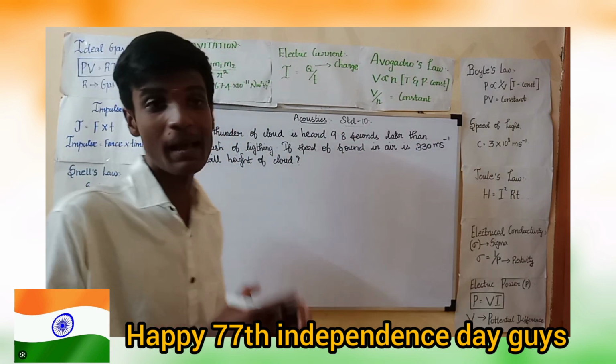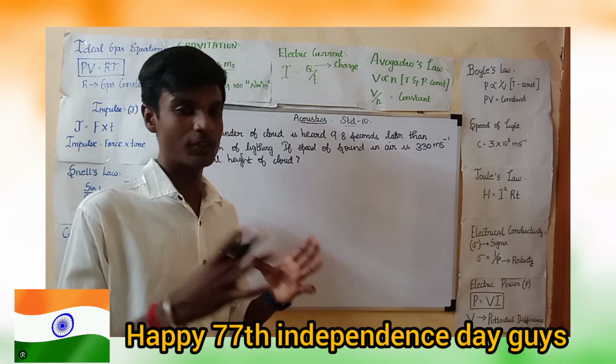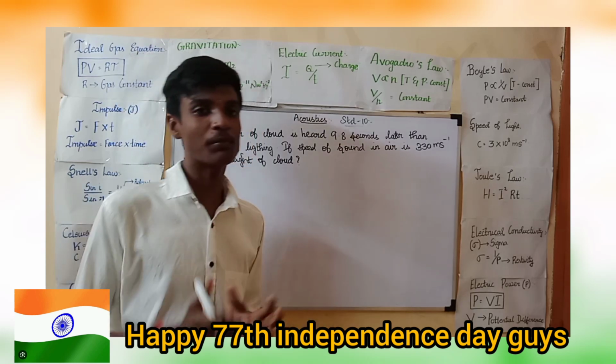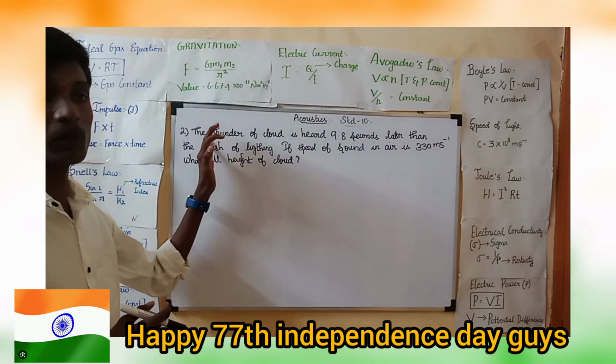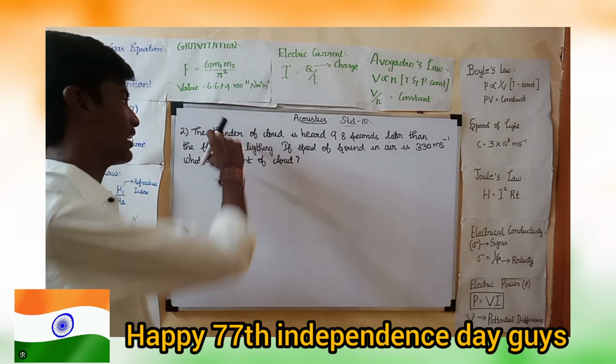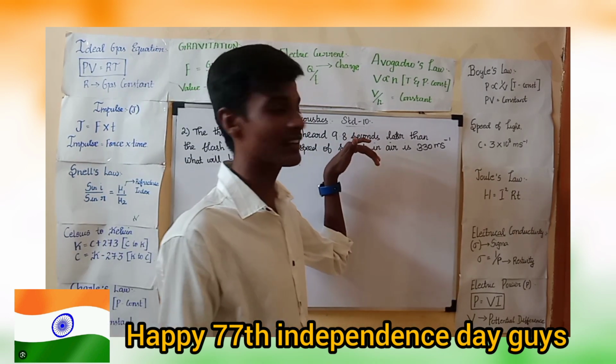First the lightning happened, and after 9.8 seconds the thunder happened. So just consider this: the time difference between the lightning and thunder is 9.8 seconds. Here it is considered to be the time.